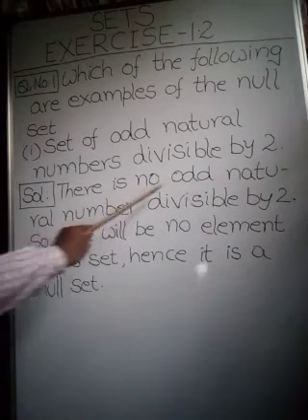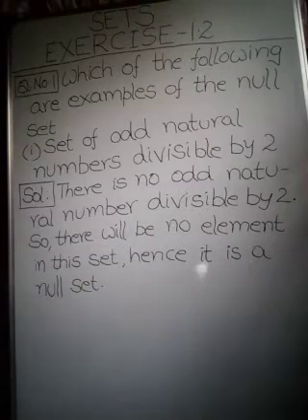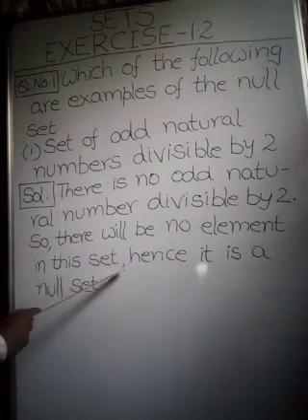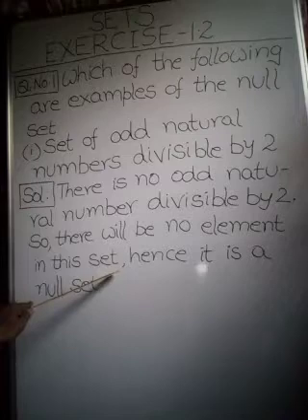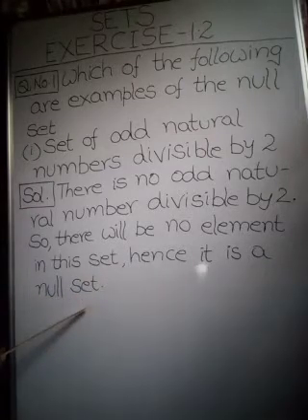See, there is no odd natural number divisible by 2. An odd natural number means it is not divisible by 2. Only even numbers are divisible by 2. So there will be no element in this set. We can't write any odd natural number which is divisible by 2. We can't find it. That is why there is no element in the set. Hence, it is said to be a null set.